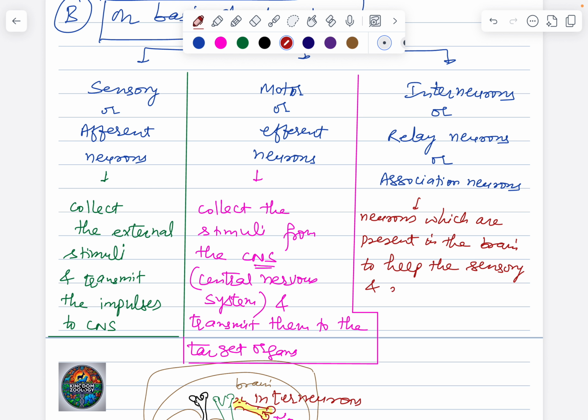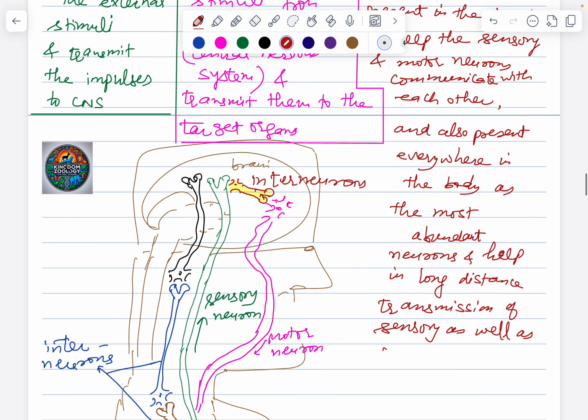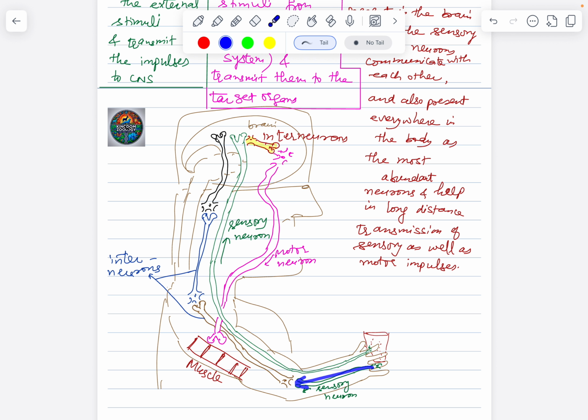And what do they help in? Help in long distance transmission of sensory as well as motor impulses. Here we can see the picture again. A small sensory neuron, long distance transmission of sensory impulses. How is that done? With the help of the interneurons.